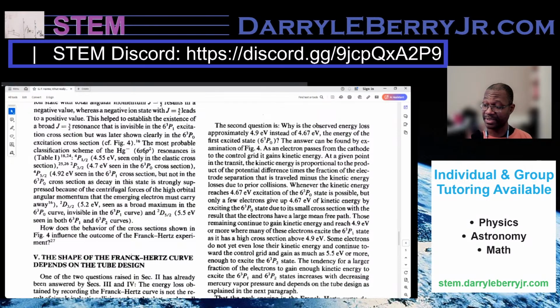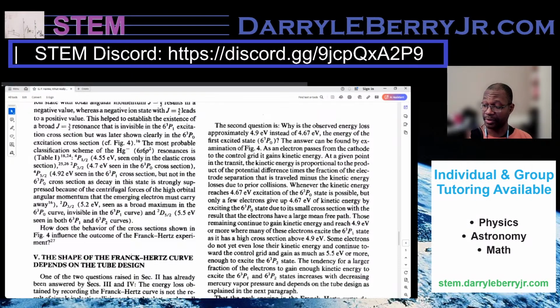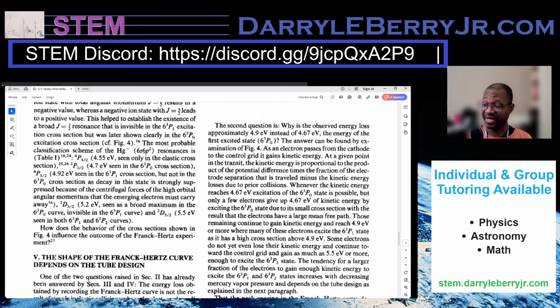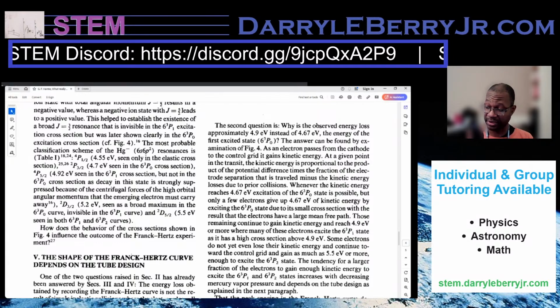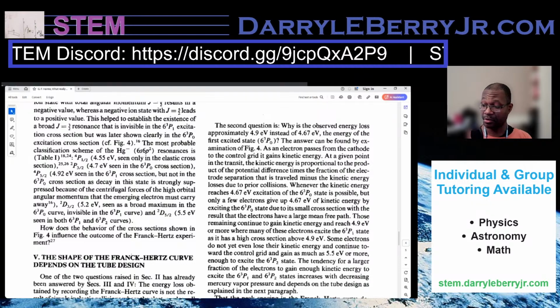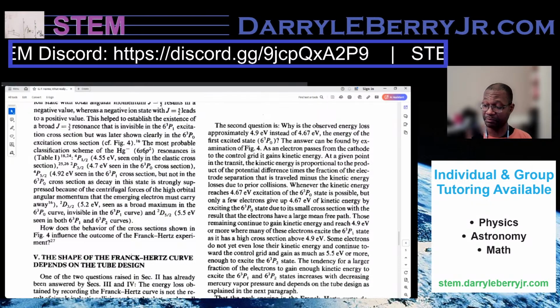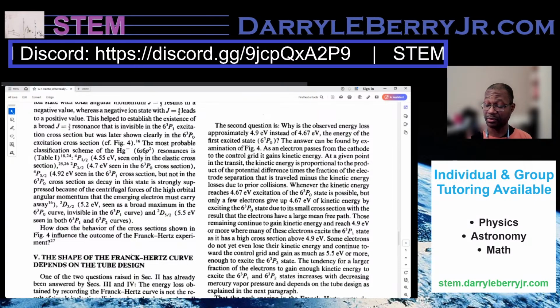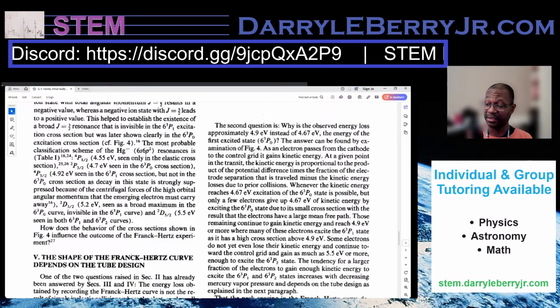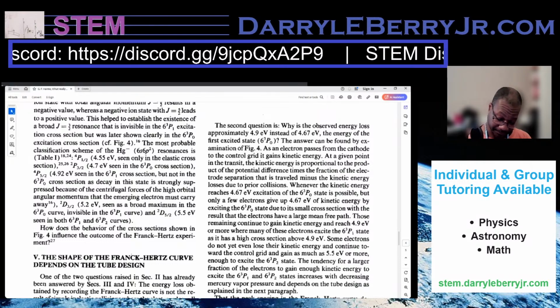Some electrons do not yet even lose their kinetic energy and continue toward the control grid and gain as much as 5.5 electron volts or more, enough to excite the 6-3p2 state. The tendency for a larger fraction of the electrons to gain enough kinetic energy to excite the 6-3p1 and 6-3p2 states increases with decreasing mercury vapor pressure and depends on the tube design as explained in the next paragraph.